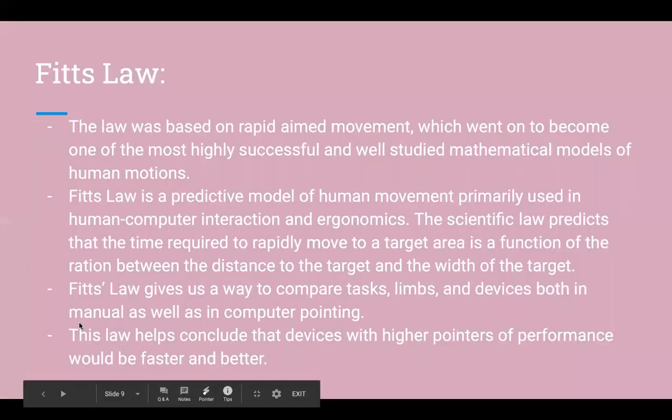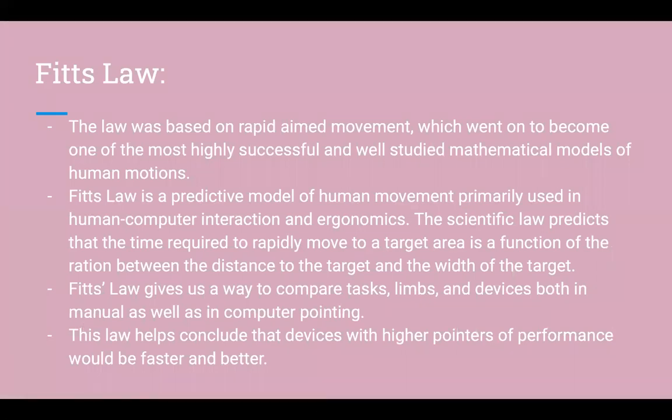Alrighty, moving on. We have Fitts's law. The law was based on rapid aim movement, which went on to become one of the most highly successful and well-studied mathematical models of human motion. Fitts's law is a predictive model of human movement, primarily used in human-computer interaction and ergonomics. The scientific law predicts that the time required to rapidly move to a target area is a function of the relation between the distance to the target and the width of the target.